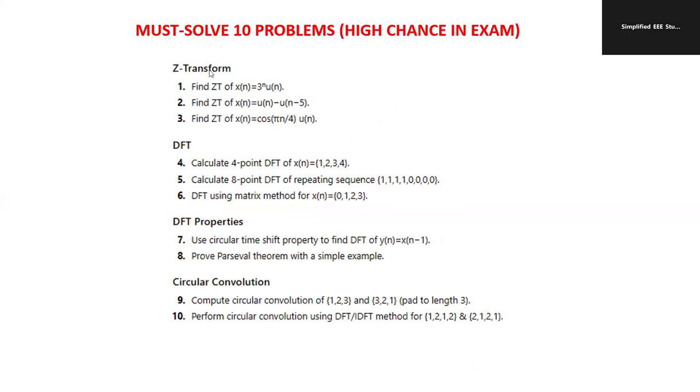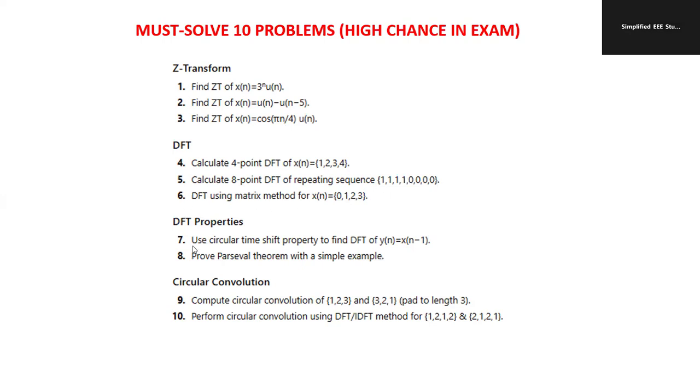Apart from that, I request you to solve the following problems. Z transform: find the Z transform of 3 raised to n u of n. Find the Z transform of x of n equal to u of n minus u of n minus 4. You should know the concept of shifting. Z transform of x of n equal to cos pi n by 4 u of n. These problems are very important. Also calculate the 4-point DFT of 1, 2, 3, 4. Then calculate the 8-point DFT of this particular signal. DFT using the matrix method.